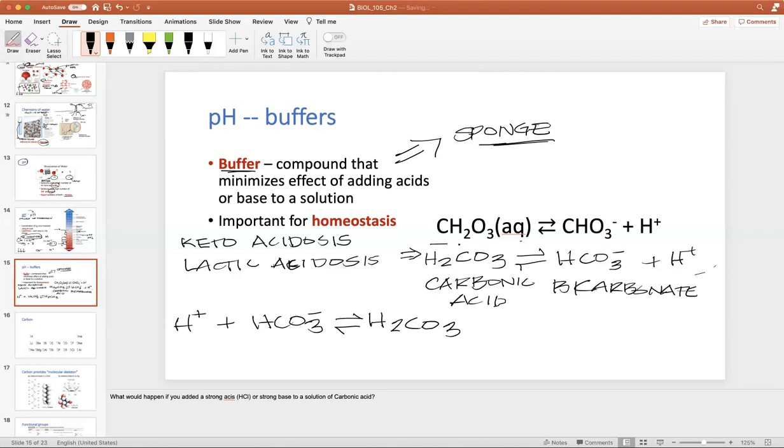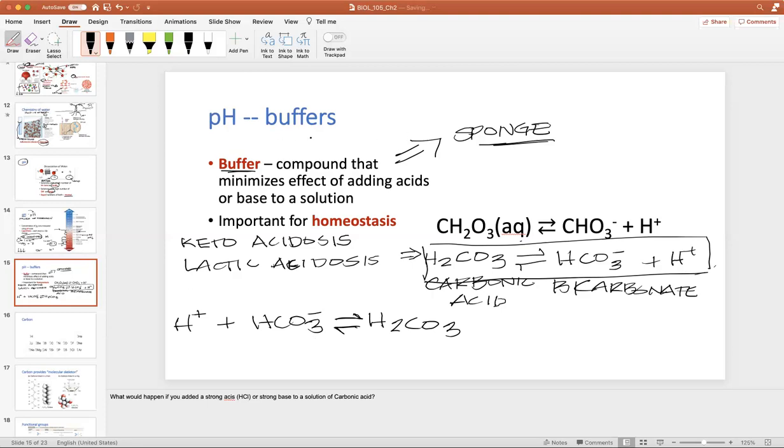That's all I've done is I've taken this equation and reversed it because I think it's going to be easier for you to see how buffers work if we do it this way. So in your bloodstream, you have some of this carbonic acid. And notice I've got these arrows going both directions. That means that this reaction is reversible and can move back and forth.